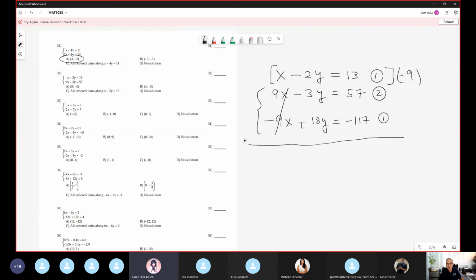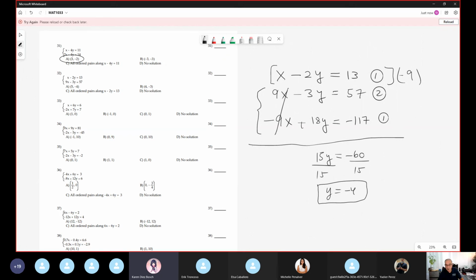Elimination of the x part. So 18 minus 3 is 15, positive. And negative 117 minus 57, subtraction is negative 60. Divided by 15 on both sides is 4, and negative 4. And this is the y value.